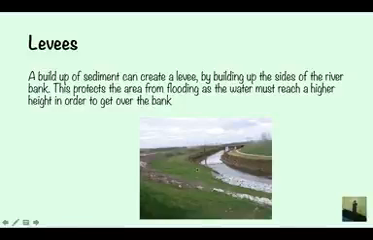Lots of people assume that levees are man-made, but you can also get natural levees. This is where the sediment is pushed to the sides, and especially in high periods of rain, if the water goes over the top, when it comes back the sediment has been deposited. So the next time there's a high period of rain, the water is going to have to go to a higher level in order to flood.